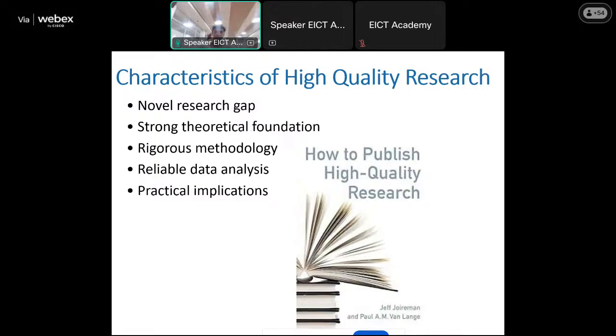Now, characteristics of publishing in a high quality research journal. You should have a novel research gap. You should have a strong theoretical foundation. Your methodology should be rigorous enough. Your data analysis, that means performance parameters, is adequate enough to prove your foundation or your research idea. And finally, whatever the result that is being obtained, for that you need to give some sort of practical implication.